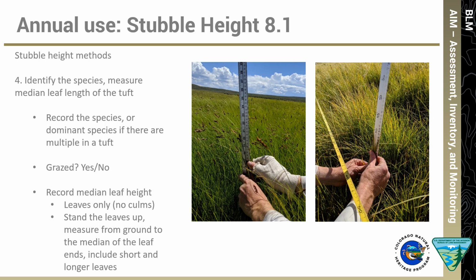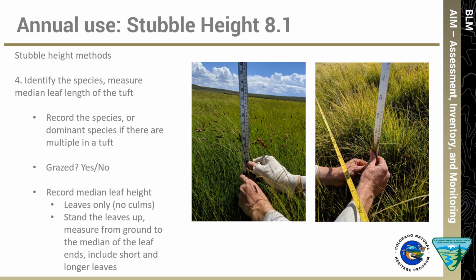If there are multiple species intermingled in the tuft, record one species that is dominant in the tuft, but measure the median leaf length for the whole multi-species tuft. Next, determine if the tuft has been grazed. Mark a yes in the grazed column if it appears that any leaves in the tuft have been grazed. Otherwise, mark no. Next, record the median leaf height in the stubble height column. Measure the leaf height only, do not measure seed stalks or culms.